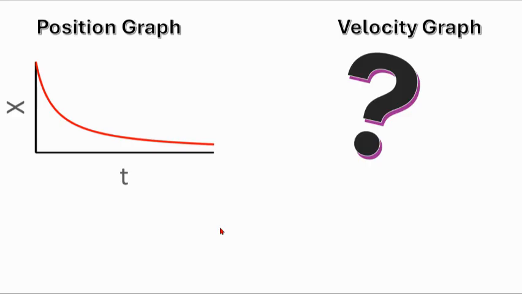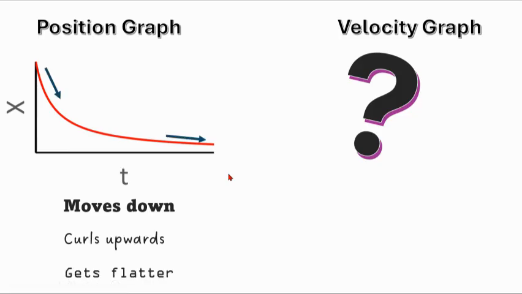In this example, we have another position graph, and we're going to look at those three things again. One, we notice that this line is moving down. From left to right, it's getting closer to the reference point. It is part of a curl upwards, because you can imagine if this pattern continued, it would be like a bowl, which represents a positive acceleration. And you notice that it's getting flatter this time. So what would that look like on a velocity graph?